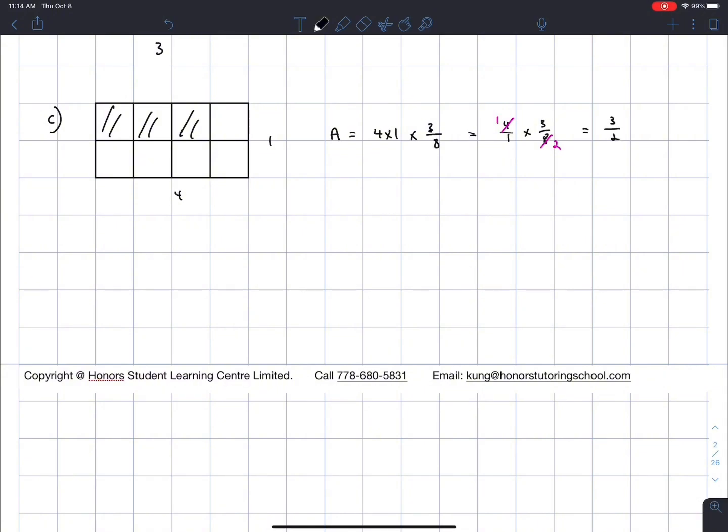Now I can also change this into a mixed fraction. 2 goes into 3 one time, and you will have 1 left, right? You have a remainder of 1. So you can also change it to 1 and 1 over 2.